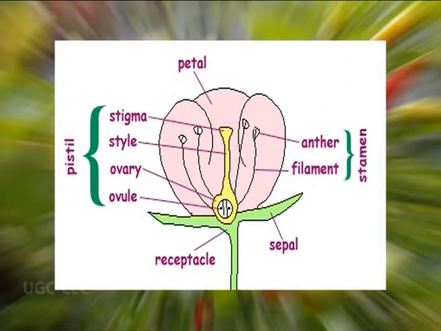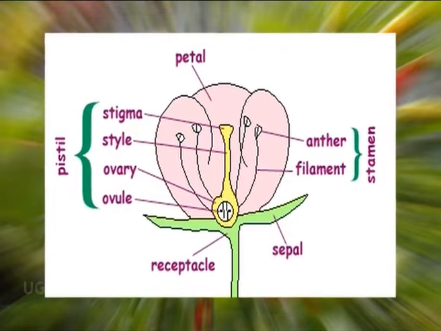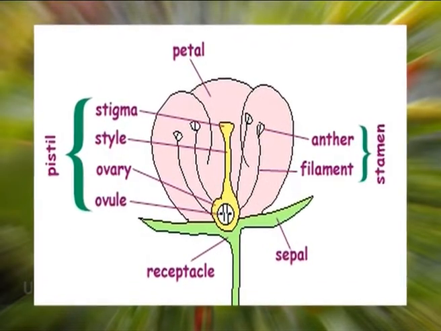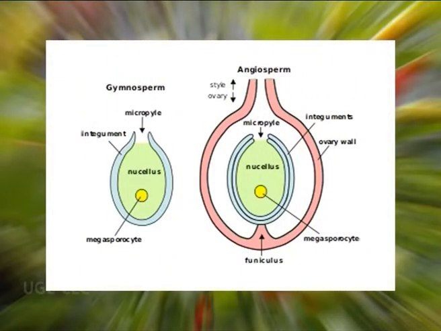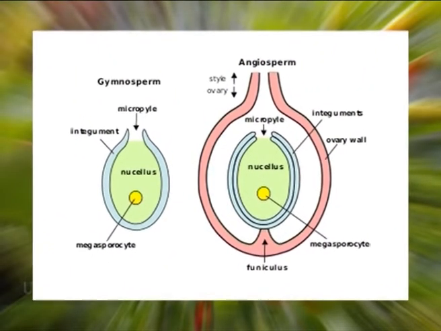The whorls of floral organs, that is sepals, petals, stamens and carpels, are attached to a part of the stem called the receptacle. A single carpel or a group of fused carpels is sometimes called a pistil. The megasporangium consists of nucellus covered by integuments. The integumented megasporangium is called as ovule.